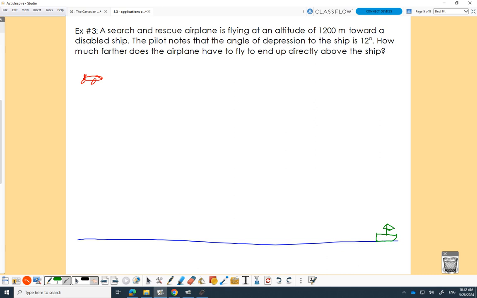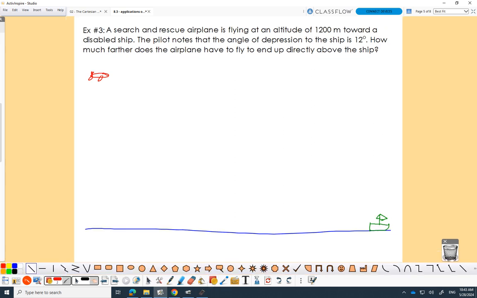Can you see the triangle? Like in your mind. I haven't drawn it yet, but you can see how trigonometry is going to help us here, because if I just draw a straight line down and then across here to the ship, I've got the right angle triangle I need to solve this problem.